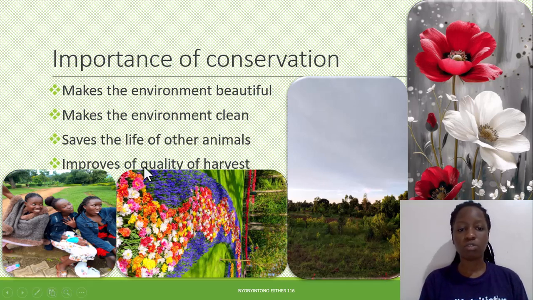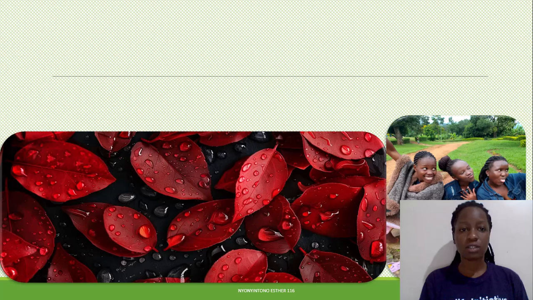Then it also improves the quality of the harvest. I talked about chemicals and degradation. When you poorly dispose of the chemicals, you're going to make the soil bad, and then the produce will not be good. So let's see what's next.